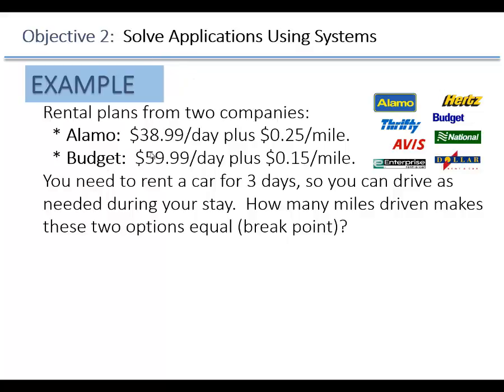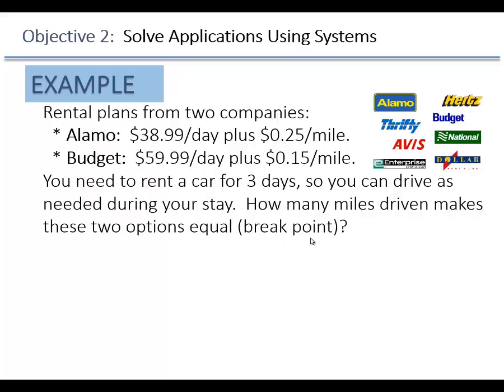Alamo will charge you $38.99 per day just to get the car, and then they're going to charge you 25 cents for each mile you drive. Budget, on the other hand, will charge you $59.99 per day, and they only charge you 15 cents for each mile you drive. So if you're going to rent this car for 3 days and drive around and get where you need to be, how many miles do you have to put on in order to make the price the same for each company?